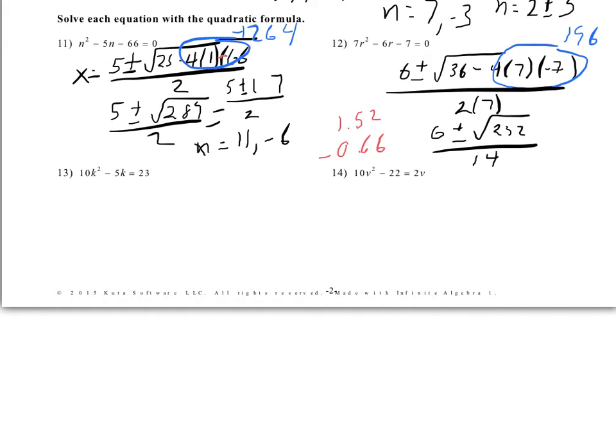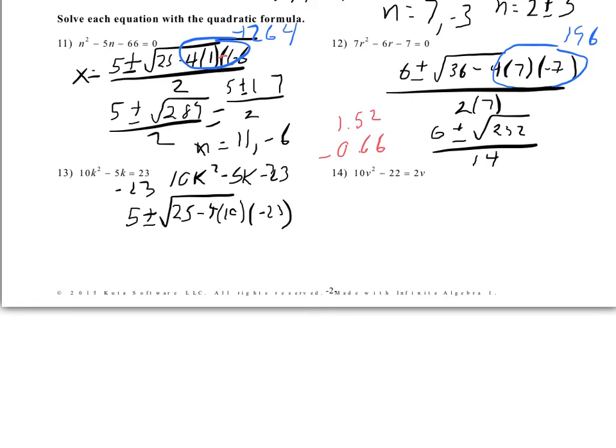Number 13. Let's move the 23 over to make this easier, so it's 10k squared minus 5k minus 23. If you didn't do that, you would really run into a problem. Okay, so we have 5 plus or minus the square root of 5 squared is 25, minus 4 times 10 times negative 23. Negative 23 times negative 4 is 92. Yeah, 92. And then times 10 is 920. Add 25 to that. I should get the square root of 945.